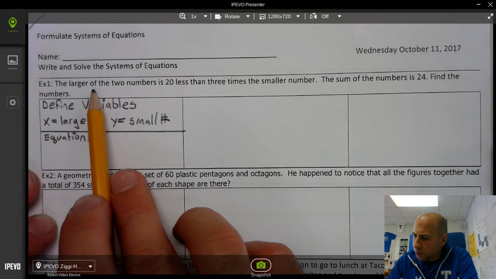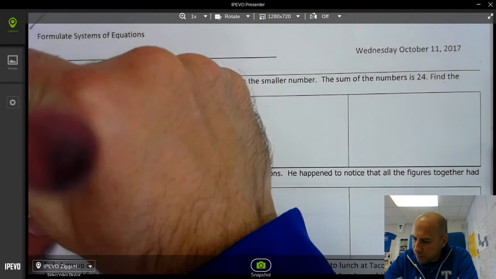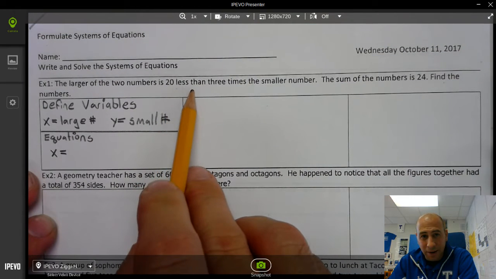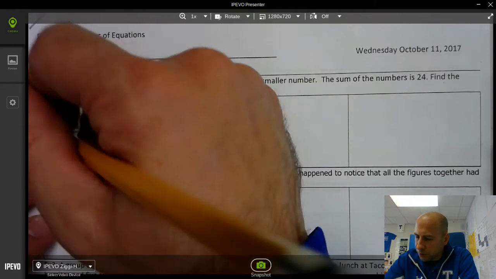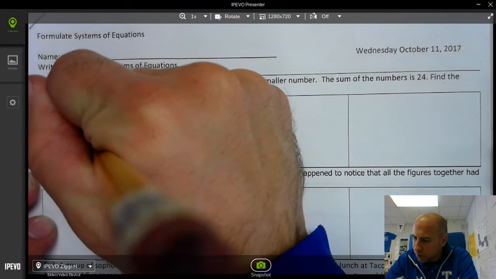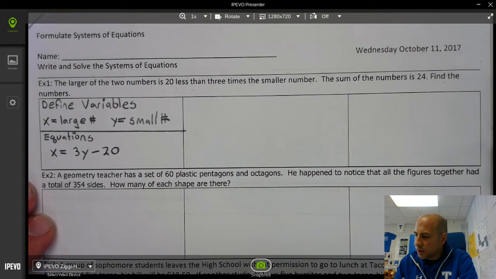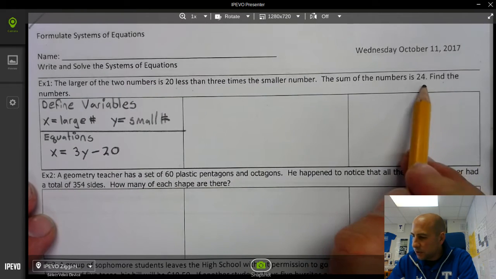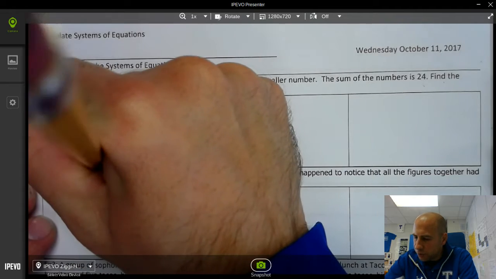All right, so the equations. The larger of the two numbers is, so the x, is 20 less. Now 20 less means actually minus 20, and 3 times the smaller. So that's 3 times the smaller number minus 20. And then the second equation, the sum of the numbers, that means you add them, is 24. So x plus y equals 24.